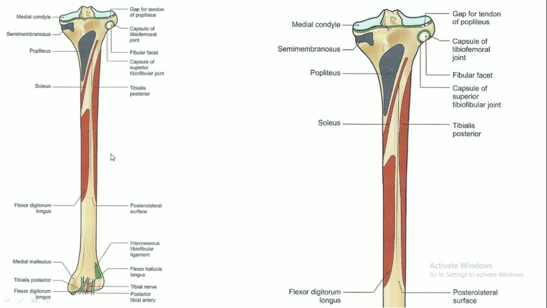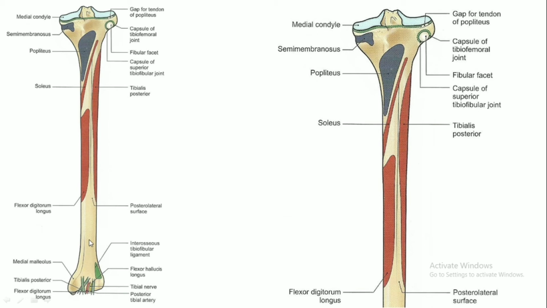In the rough upper part, here you can see this is a capsule, this is a fibular facet, and this is the capsule of the superior tibiofibular joint. Here there is a capsule of the tibiofibular joint. So that is about the shaft.